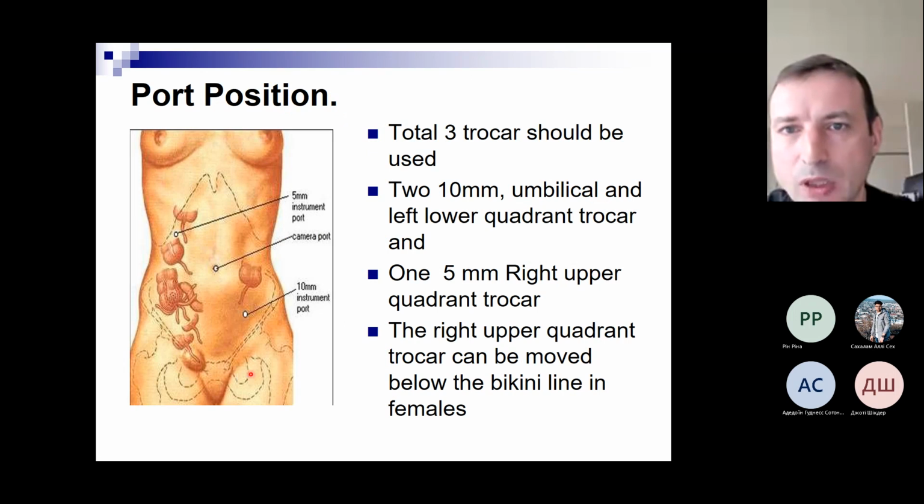Position. A total of 3 trocars should be used: two 10 millimeter trocars, umbilical and left lower quadrant, and a 5 millimeter right upper quadrant trocar. The right upper quadrant trocar can be moved below the bikini line in females.